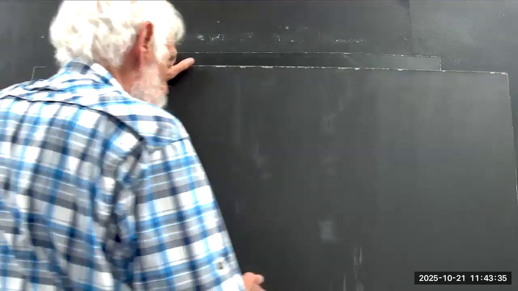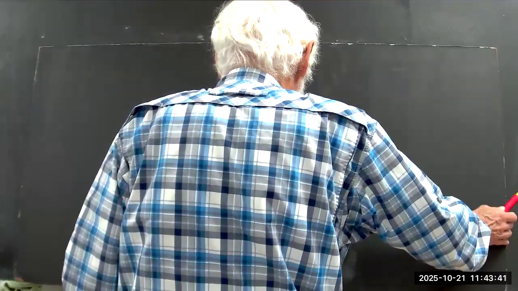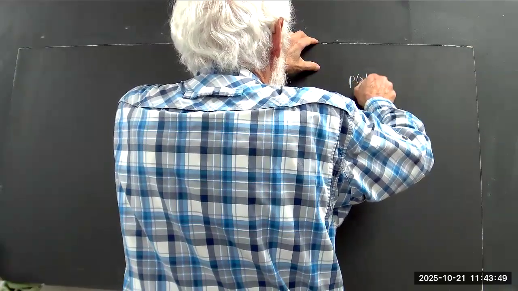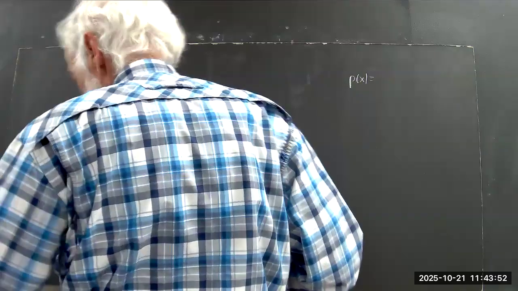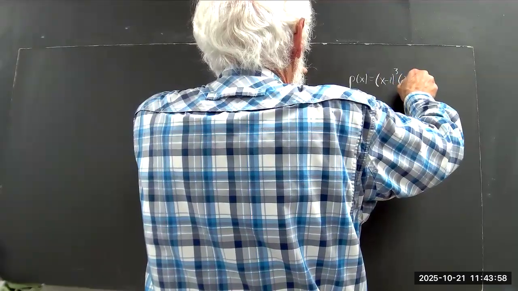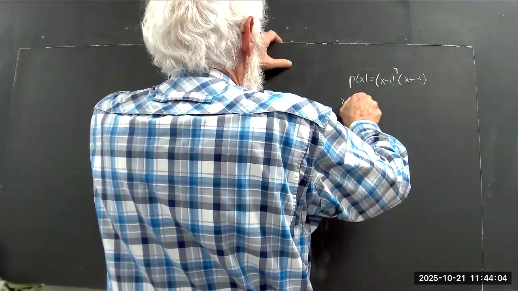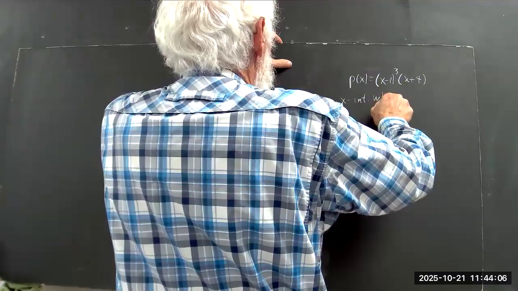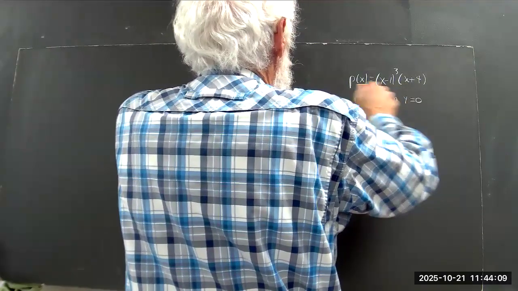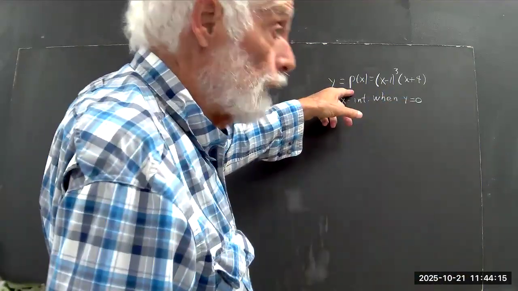Okay. Now, the next function we had was p of x equals, it's a cube and a linear, but x minus 1 cubed times x plus 4. And it's y equals, because when we do the graph, we're going to graph y versus x. P of x is just the name of this function.